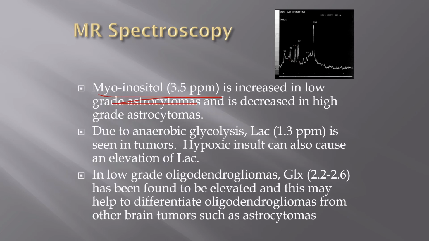Myoinositol, we don't see it too much. You can see a little bit of elevation in the low-grade astrocytomas, although I've never been able to use that clinically. You also see your lactate peak at 1.3. In low-grade oligodendrogliomas, you might see some elevation of the glutamate peaks right here between 2.2 and 2.6.